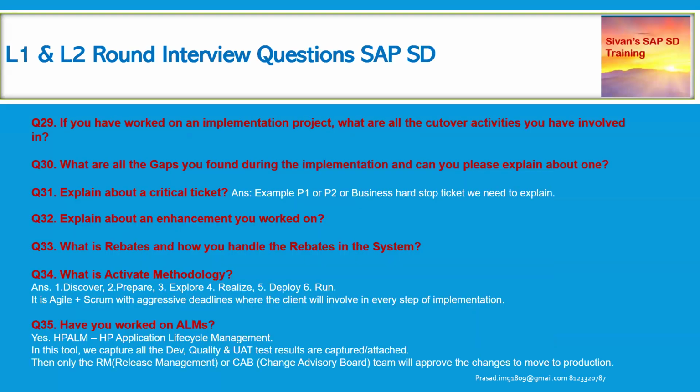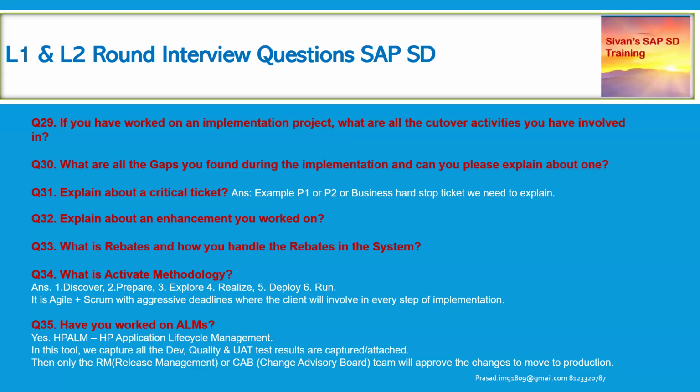Question number 29. If you have worked on an implementation project, what are all the cutover activities you have been involved in? This is the most important and frequently asked interview question. We need to explain right from the beginning whatever we have worked on, especially the master data migration from quality to production system, number one, and then open orders, and then any G table values to be maintained in the production system. All those will come under the cutover activities.